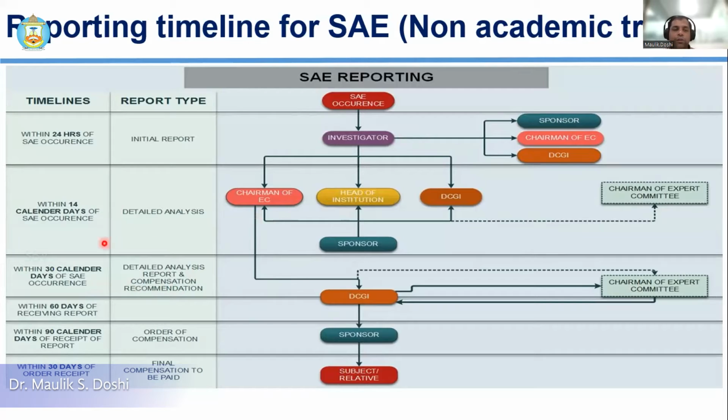Then after that, the role of the ethics committee comes in. Within 30 calendar days, the ethics committee and the DCGI will set up a committee, and then they will decide the compensation. And then within the complete timeline, the compensation is given. So the role of the investigator is to report initially within 24 hours, then 14 days, and then when the compensation is shared by the sponsor, the investigator has to give it to the patient or his or her relative and get their signature. So this is the process of SAE reporting.